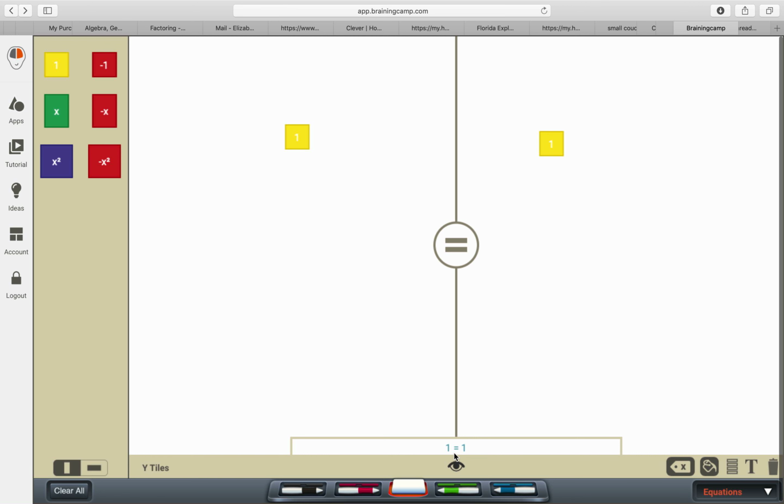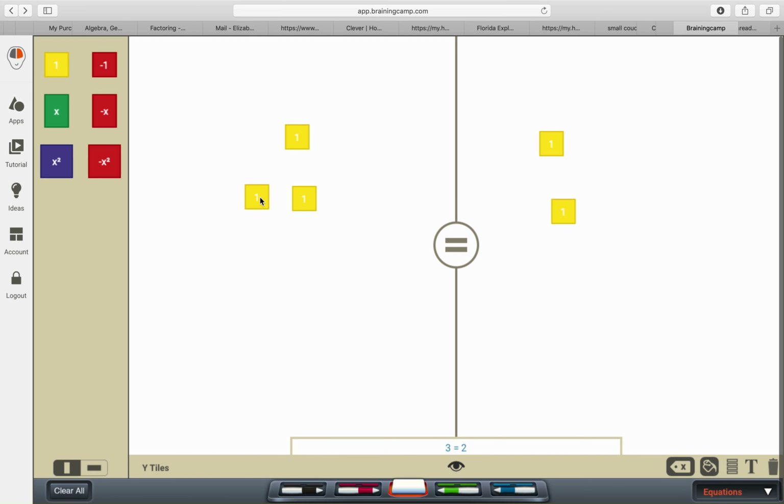Now, is the statement true? 1 equals 1. It is true. Now, if I add another tile here, now is the statement true? It is no longer true. 2 does not equal 1. What do we have to do to make the statement true? Of course, add another tile to the other side. Now the statement is true again. 2 equals 2.